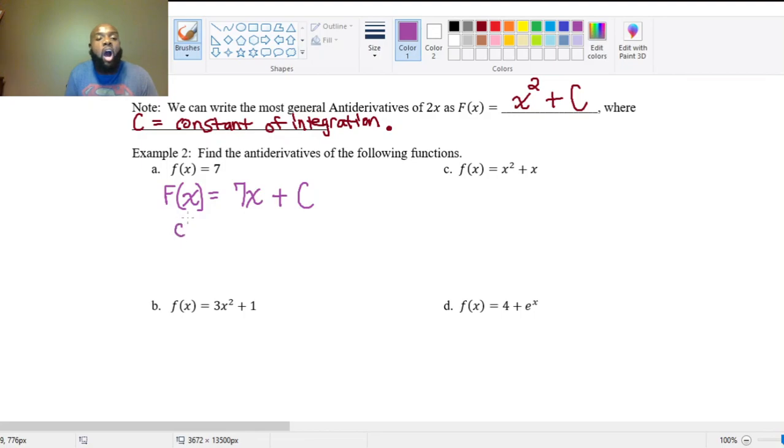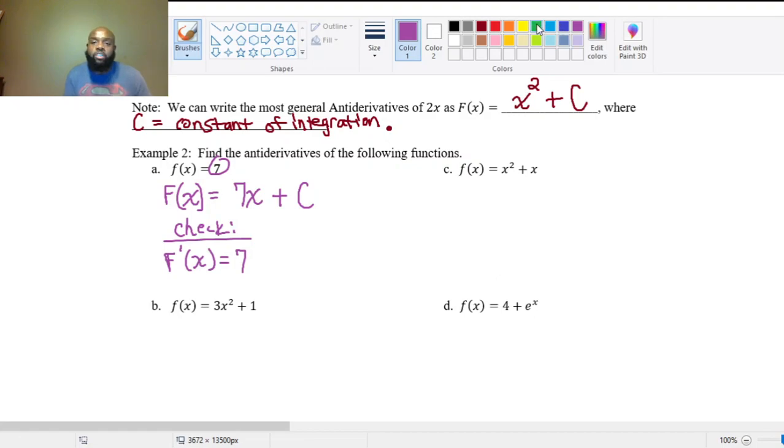And remember, you can always check to see if you got the correct antiderivative by finding the derivative of your antiderivative. And if you get what you started with, you're going to be correct. The derivative of 7x is 7. The derivative of a constant is 0. So I get 7 plus 0, which is exactly what I started with. Let's go to part B.